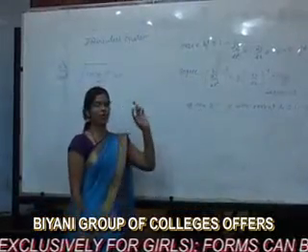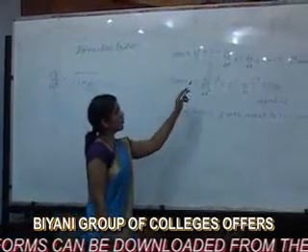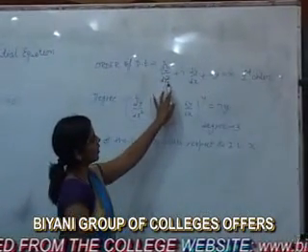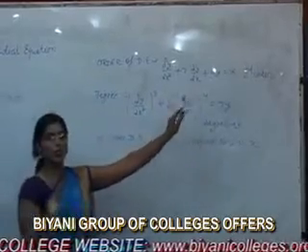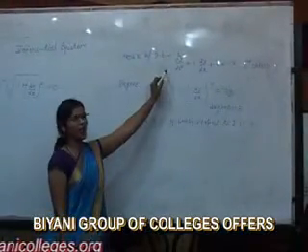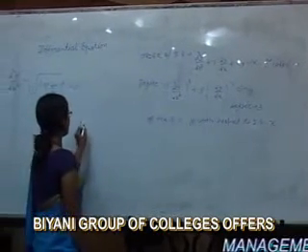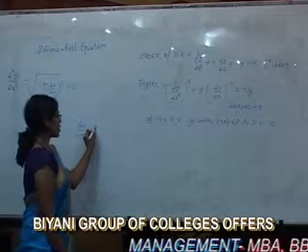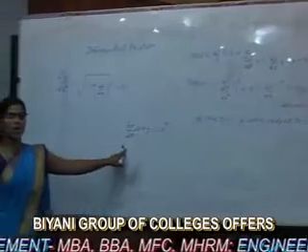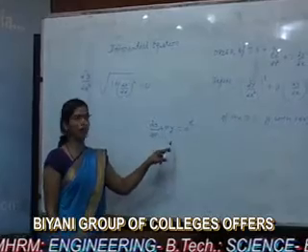Order of a differential equation. The order of a differential equation is defined by the highest order derivative present in it. For example, d²y/dx² + 7 dy/dx + ay = x. Here the highest order derivative is 2. Therefore, the given equation is of second order. For example, dy/dx + xy = e^x. This equation is of order 1 because the highest order derivative is 1. Therefore, this equation is of order 1.